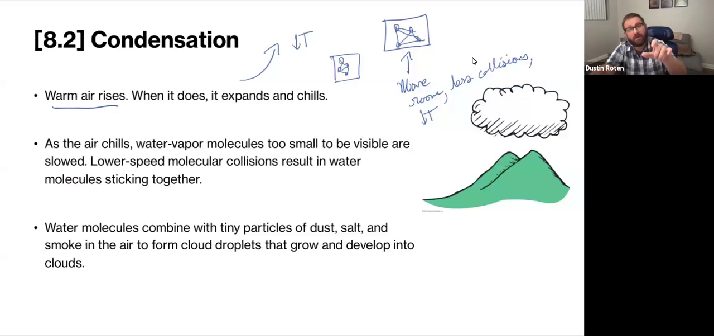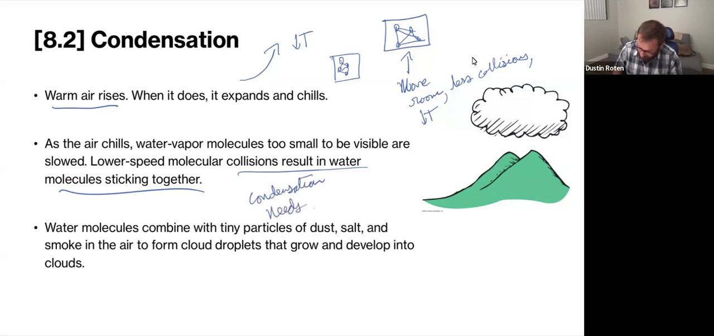Now, as the air chills, the water vapor molecules that were just in there that you couldn't see start slowing down, and then they start having collisions and sticking together, right? Because that's what we need for condensation to happen. Condensation needs slow particles. And since there are fewer collisions to exchange energy, it makes sense that we'd have more slower molecules.